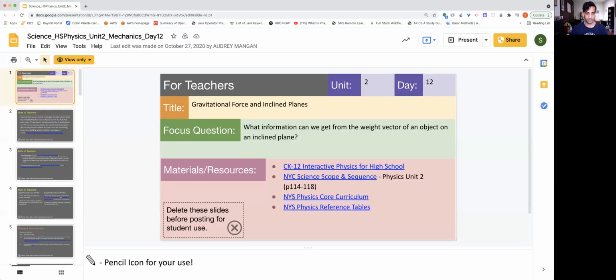Today I'm here with an important fundamental lesson that has to do with free body diagrams and forces. In particular, this lesson is about gravitational force and how the way that we diagram and figure out forces changes when we have objects on inclines.